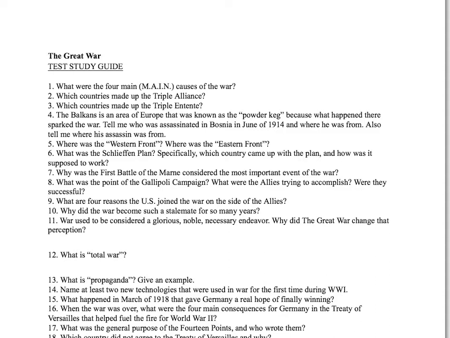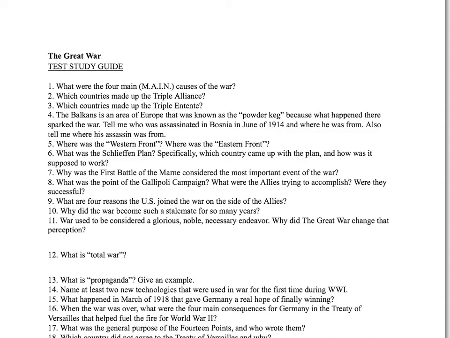Remember, main. M is militarism. A is alliance system, or just alliances. I, imperialism. N, nationalism. I'm going to give y'all the benefit of the doubt and assume you do remember what all those mean. And if I ask you that on the test, you just need to write those four things down. You don't have to define each of them.